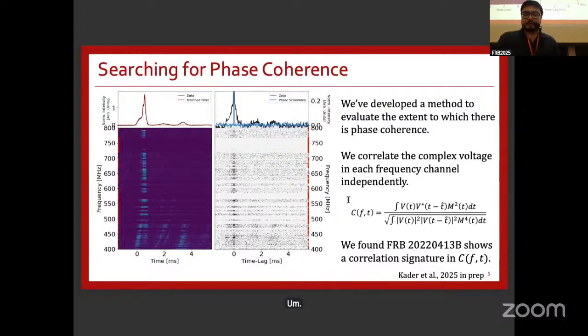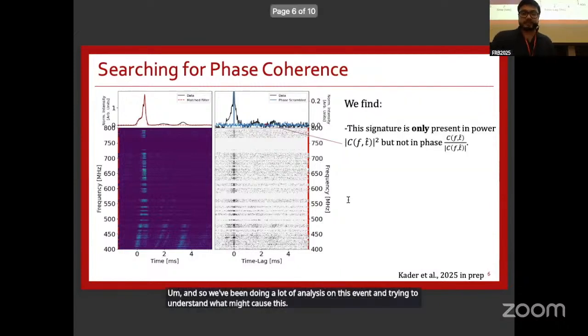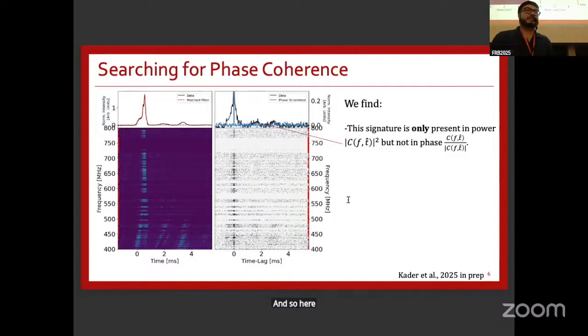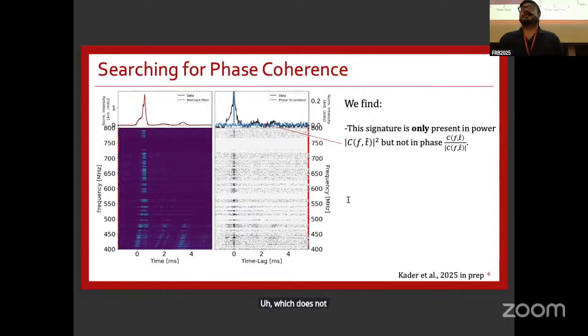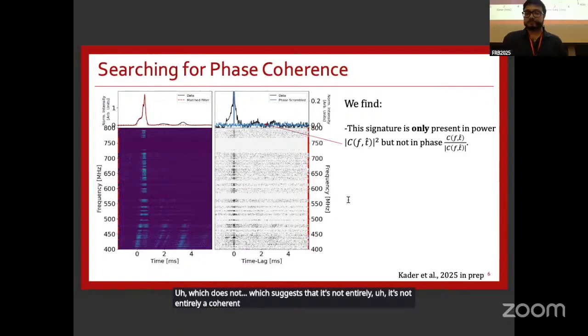We've been doing a lot of analysis on this event and trying to understand what might cause this. Here are the main summaries of the findings. The first is we find the signature is only present in the power of the correlation and not in the phase of the correlation, which suggests that it's not entirely a coherent phase phenomenon.